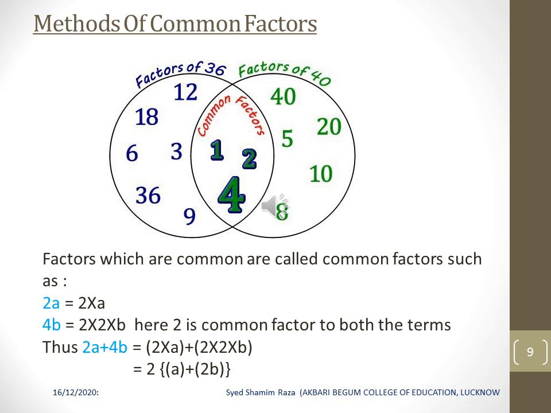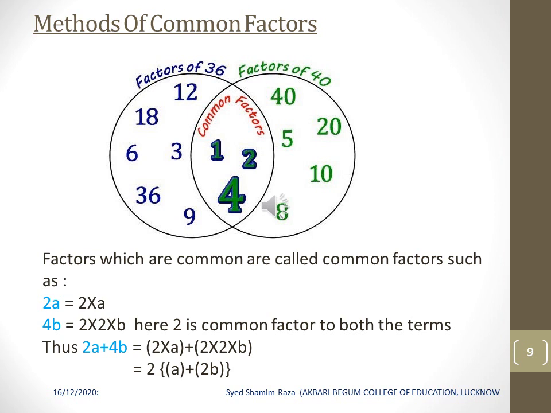When we find factors, we arrive at some numbers which have multiple factors or common factors. For example, in the first circle we have written the factors of 36: 1, 2, 4, 3, 9, 12, 18, 6 and 36, similarly as we have done before. Likewise, the factors of 40 can be written as 1, 2, 4, 5, 40, 20, 10 and 8.